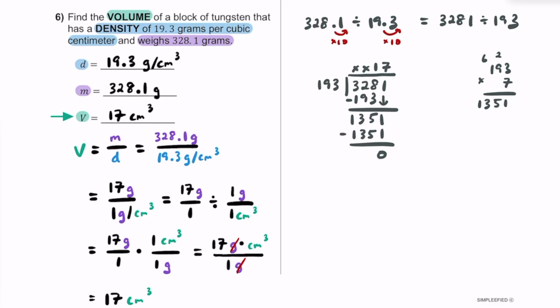Now, if all the work with the units was a little confusing, as long as you memorize what the units should be for density, mass, and volume, that will work as well. Just make sure you know when to multiply your values versus divide your values. And then if you memorize your units, you can just go with that as well. So that wraps up 6 different examples where we practiced finding density as well as mass and then finally volume.